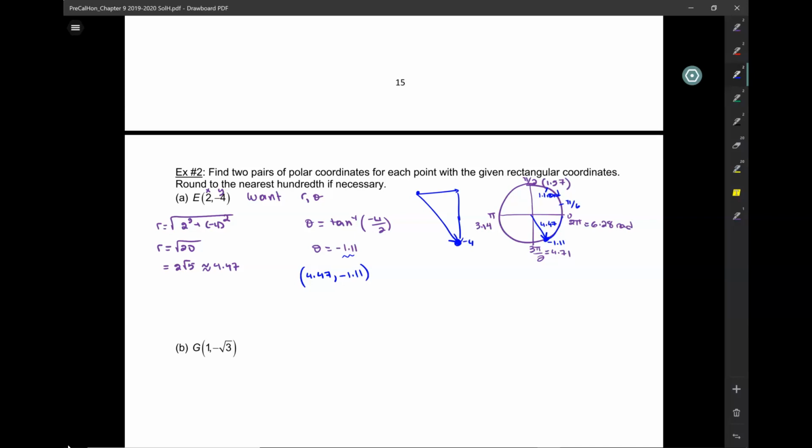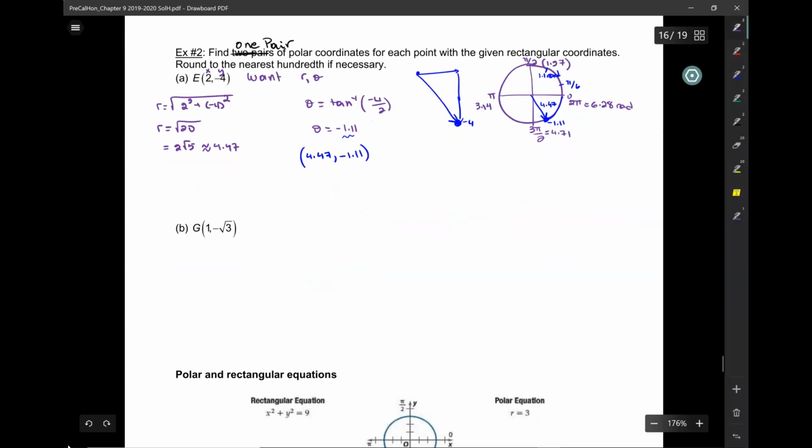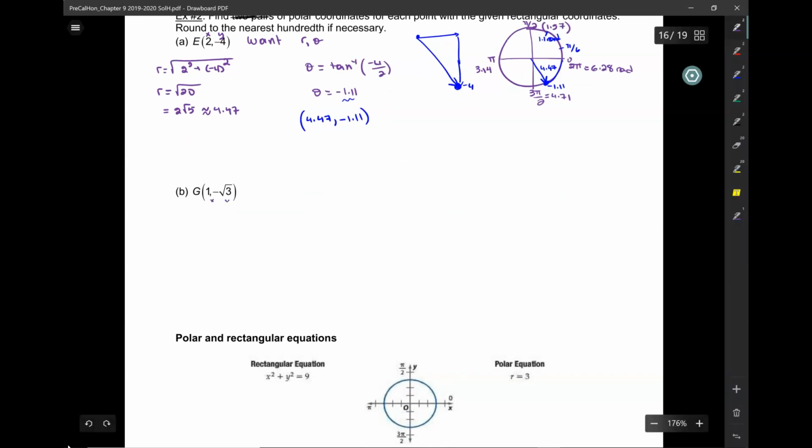And I actually think I only want you to find one of these coordinates, not two. So let's just switch that to one pair. Okay, so let's do the next one. I have 1 comma negative 3, so that's x, that's y. r is going to be the square root of 1 squared plus negative root 3 squared. r is the square root of 1 plus 3, that's 4. So r is equal to 2. Okay, theta. Theta is the inverse tangent of negative root 3 over 1.